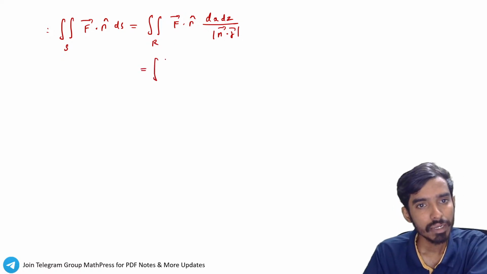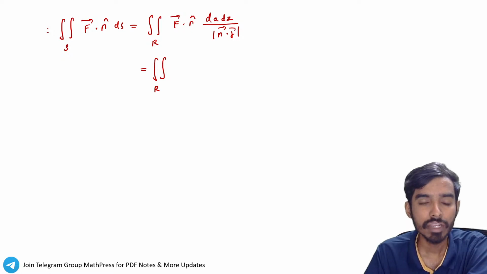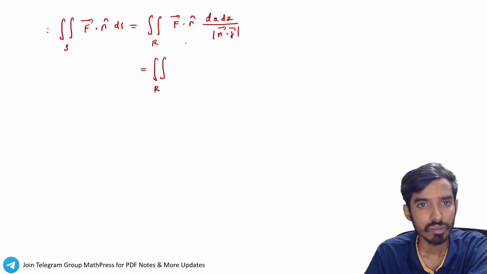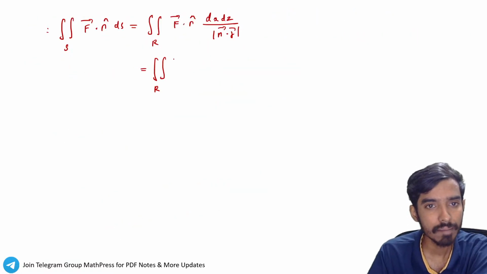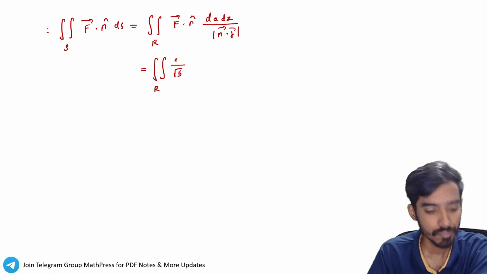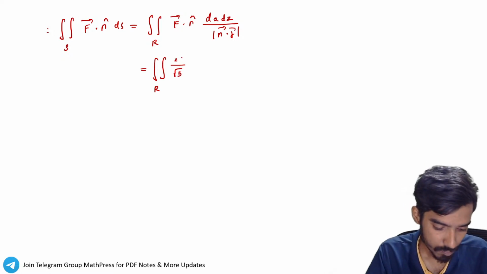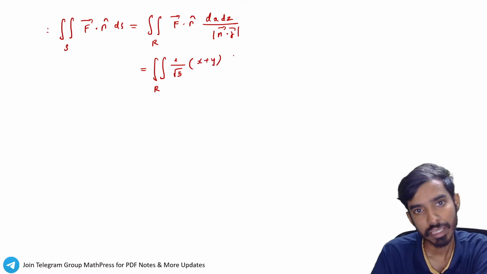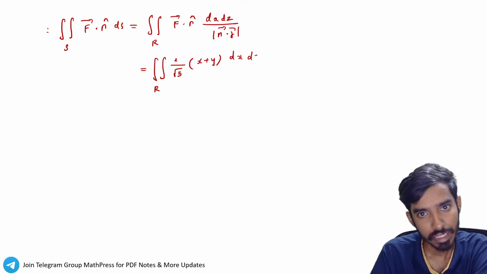So this will be the double integral over R. What is F vector dot n cap? We can choose either dy dz or dx dz. So F vector dot n cap is 2 by root 5 times x plus y, dx dz.